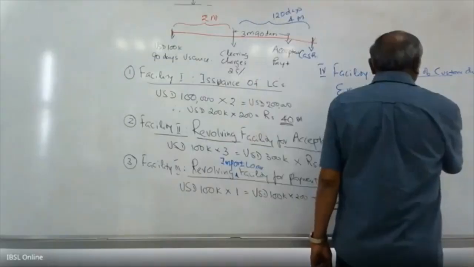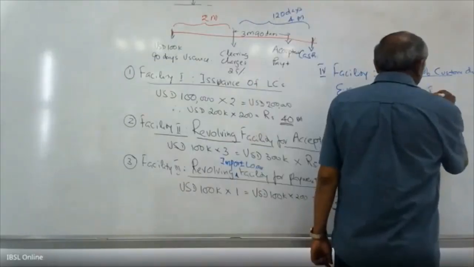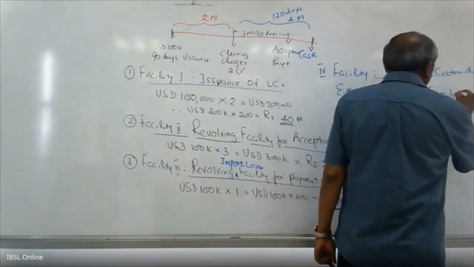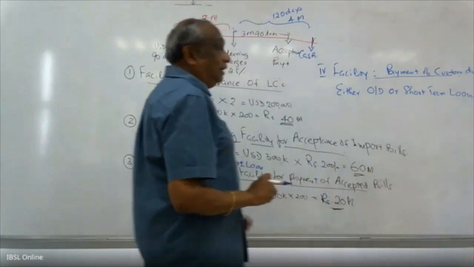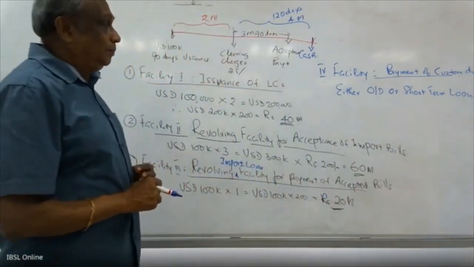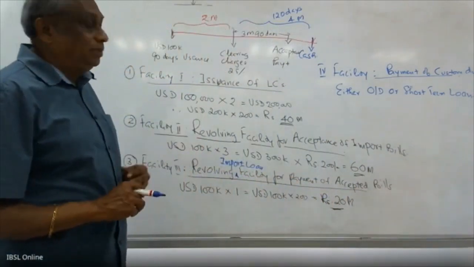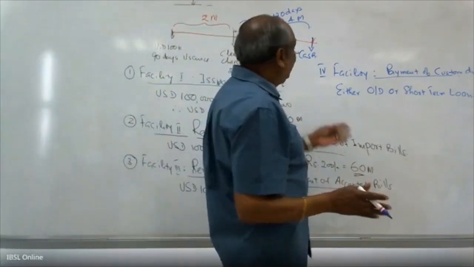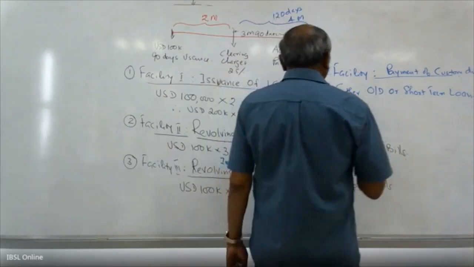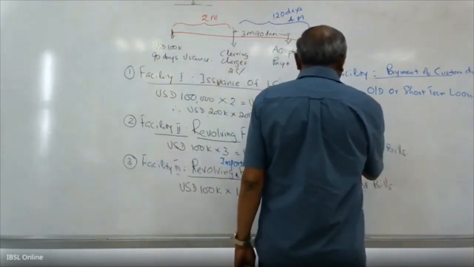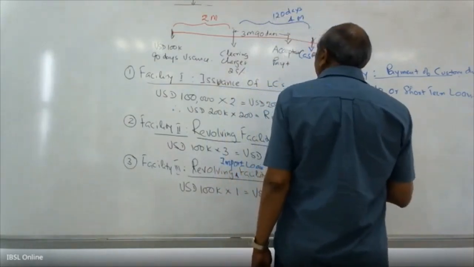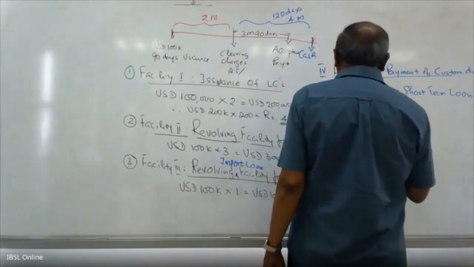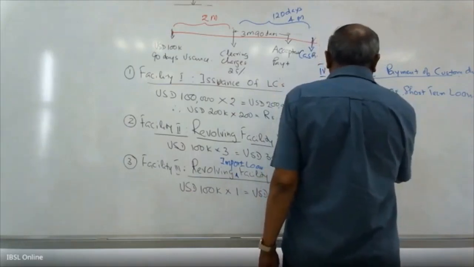Short-term loan. STL. Short-term loan, but never import loan. Either OD or short-term loan. US dollars, 25% of 100,000 is US dollars 25,000.